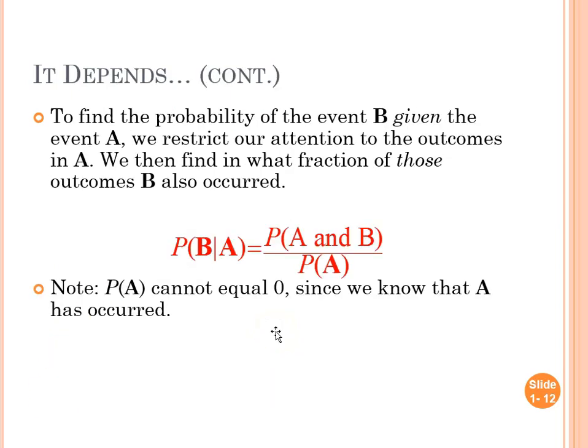The other way the general multiplication rule is very useful is that we can rewrite the general multiplication rule in terms of the conditional probability. So we can find conditional probabilities using the general multiplication rule.